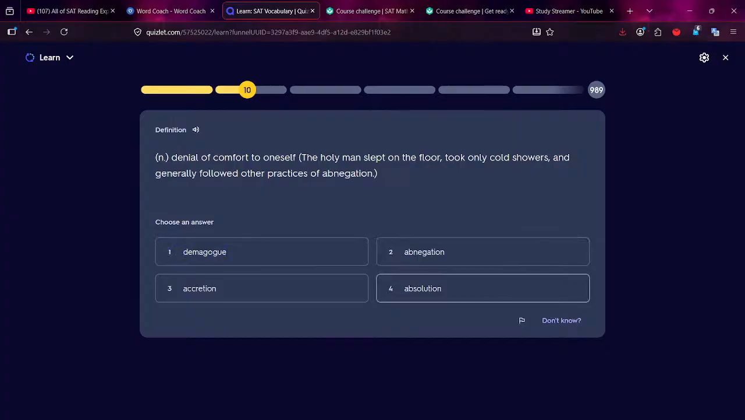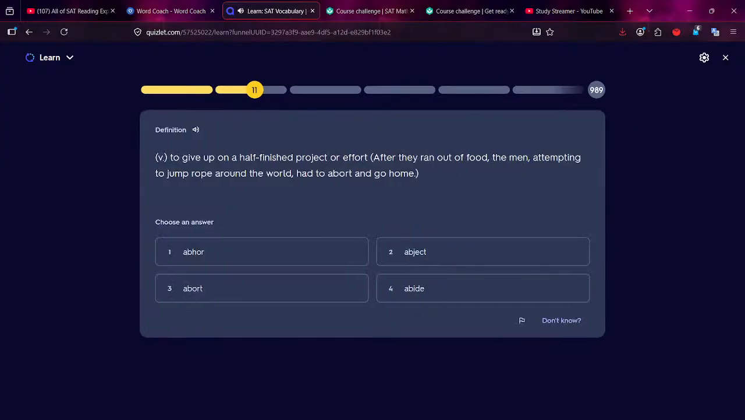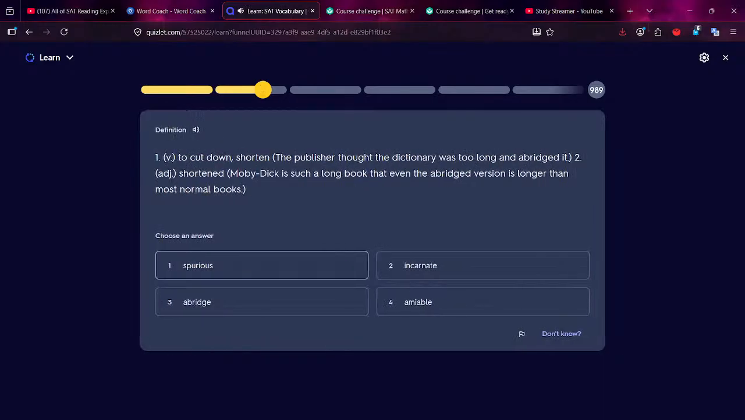Okay, so absolution, that means like abnegation, maybe. Yeah, that makes sense. To give up on a half-finished project or effort. So it's half finished and you're giving up. Okay, yeah, that's obviously abort. You're aborting something halfway. To cut down, shorten. Okay, I'm not going to look at the rest of it.